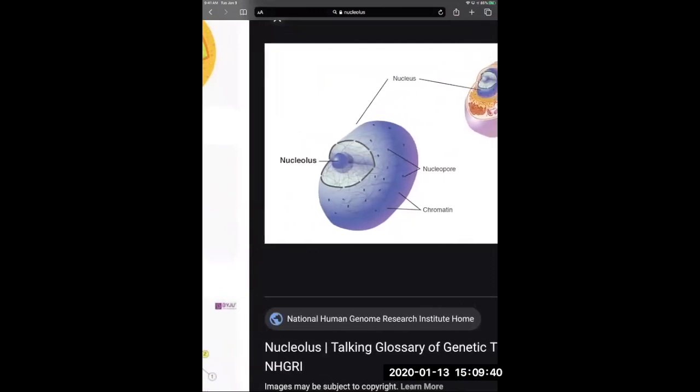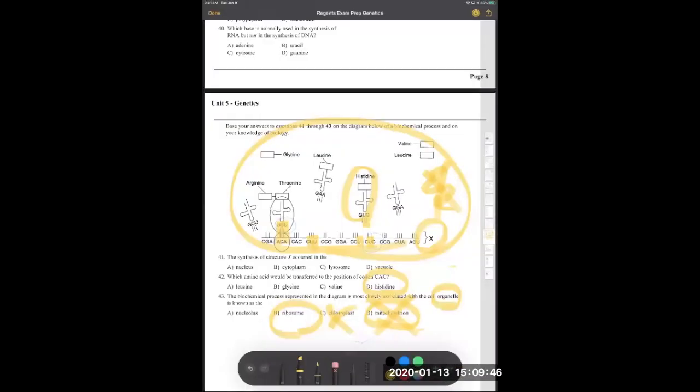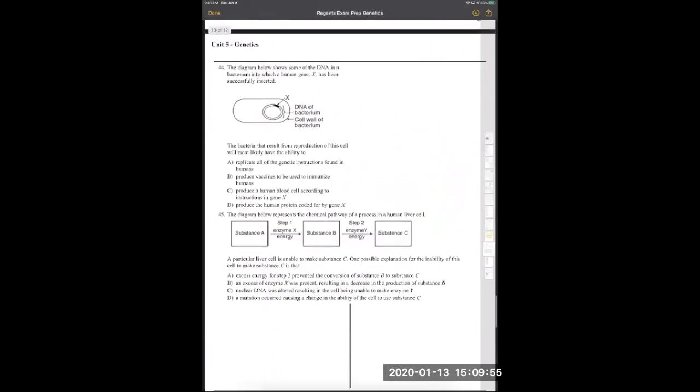I like that. Okay, now that I know what that looks like, I'm going to go back to my notes. Let's see. That's it. I'm done with this page. So we're going to move on to Unit 5, Genetics, number 44.